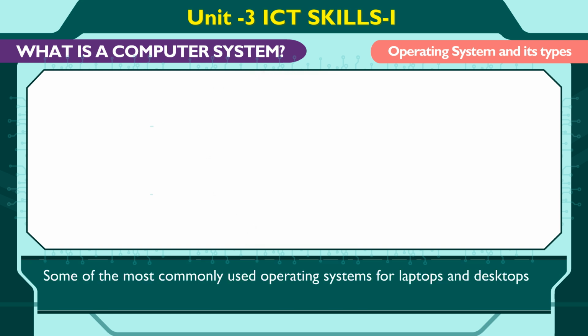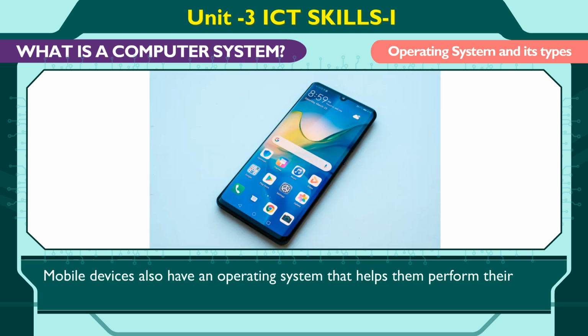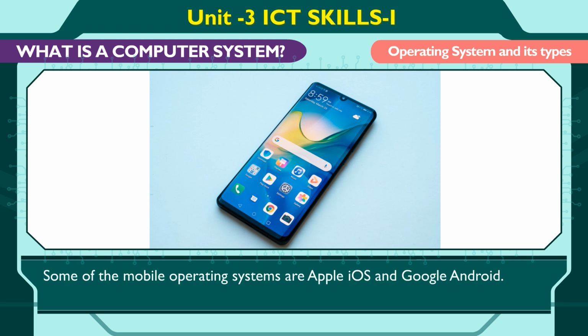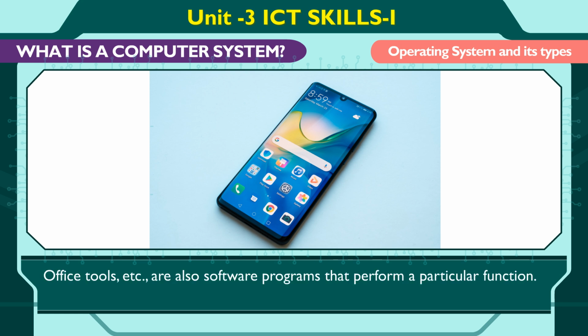Some of the most commonly used operating systems for laptops and desktops are Ubuntu, Microsoft Windows, and Mac OS. Mobile devices also have an operating system that helps them perform their functions. Some of the mobile operating systems are Apple iOS and Google Android. All the computer applications such as browsers, games, office tools, etc. are also software programs that perform a particular function.